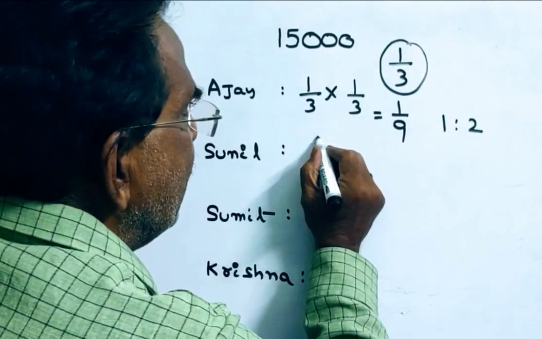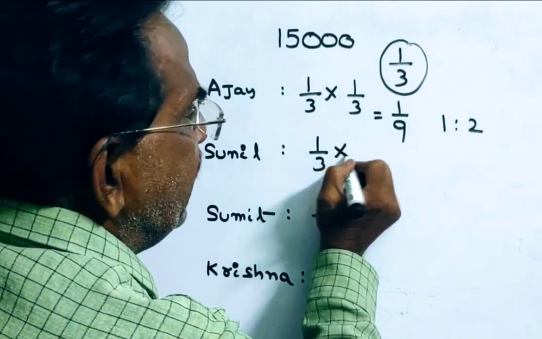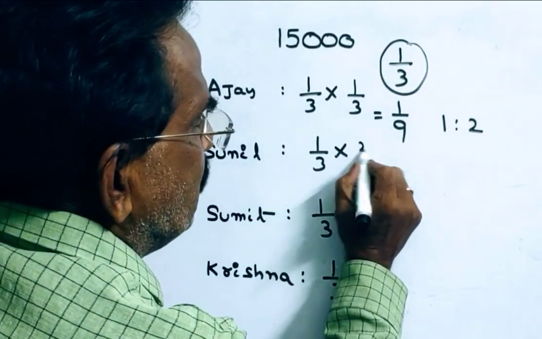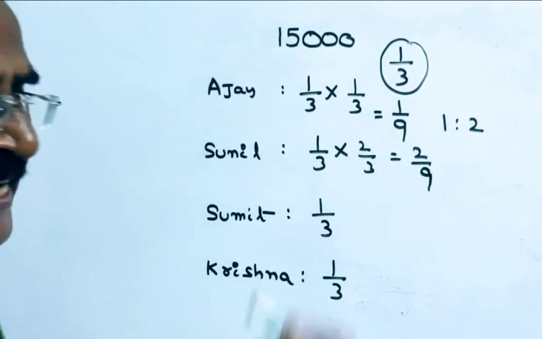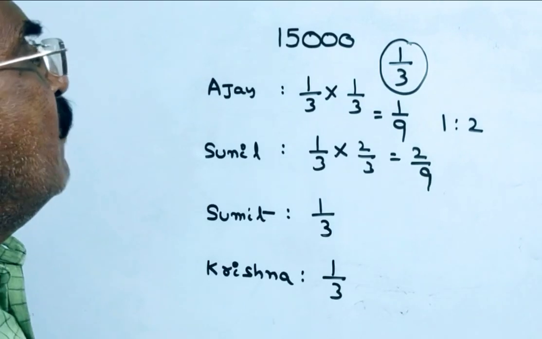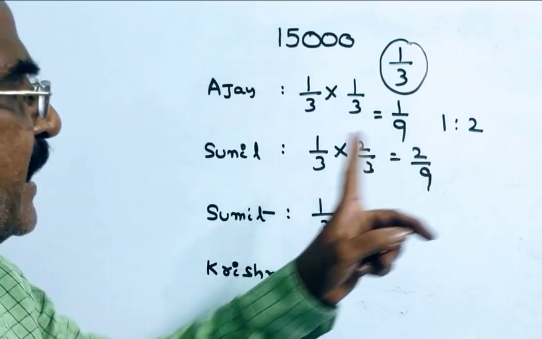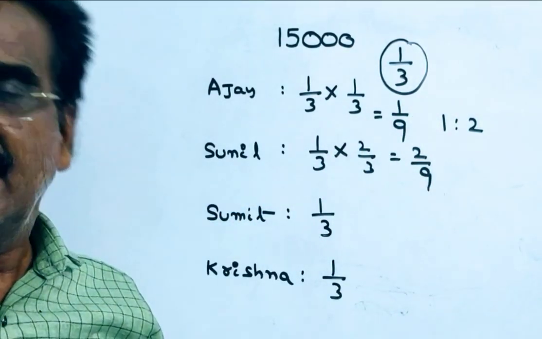Coming to Sunil, 1 by 3 into 2 by 1 plus 2, that is 2 by 9. So friends, their shares are 1 by 9, 2 by 9, 1 by 3, 1 by 3. Thank you.